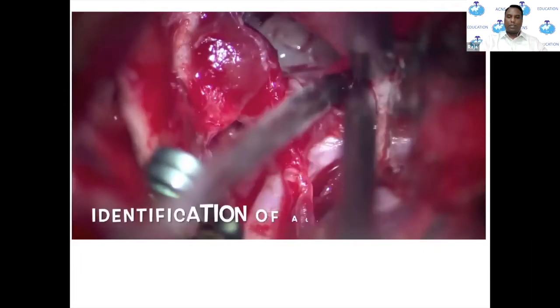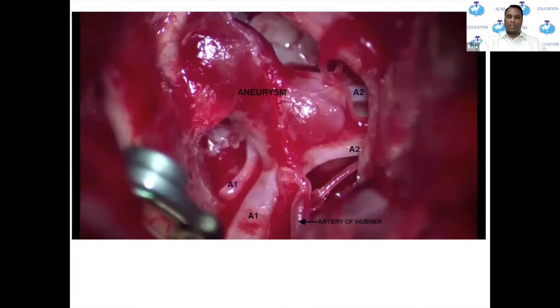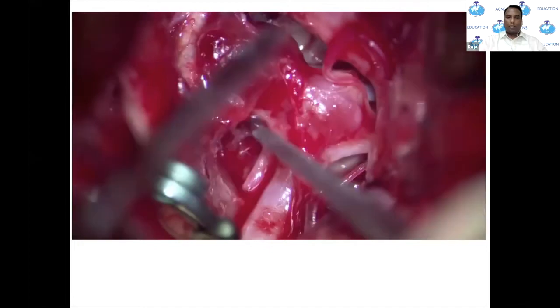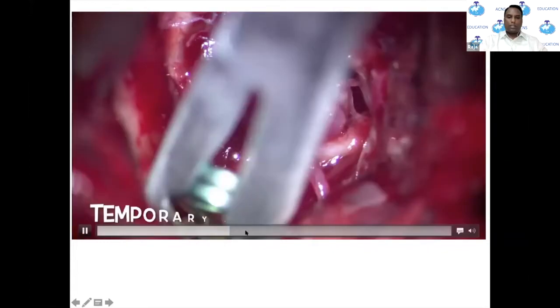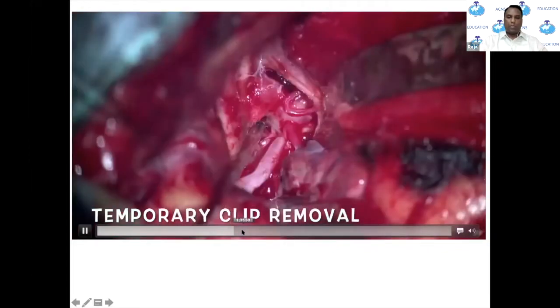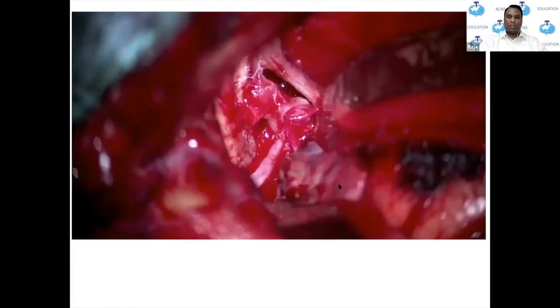We dissect all the opposite A2, A1, the Heubner on this side, and then we slowly insert one of the dissectors, and we remove the temporary clip from the A1 and get ready for ICG. And you can see that the aneurysm lights up. The opposite A1 has a trickle of flow, and that was a hypoplastic side, and it is possible that it has also gone into spasm.